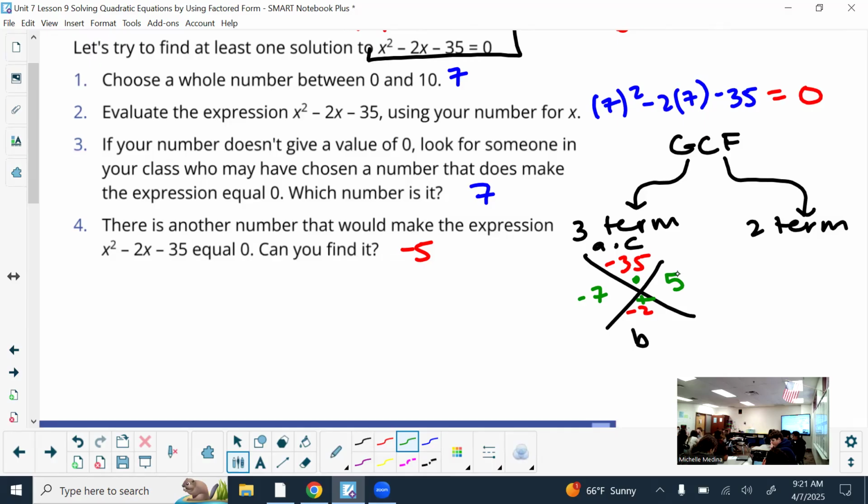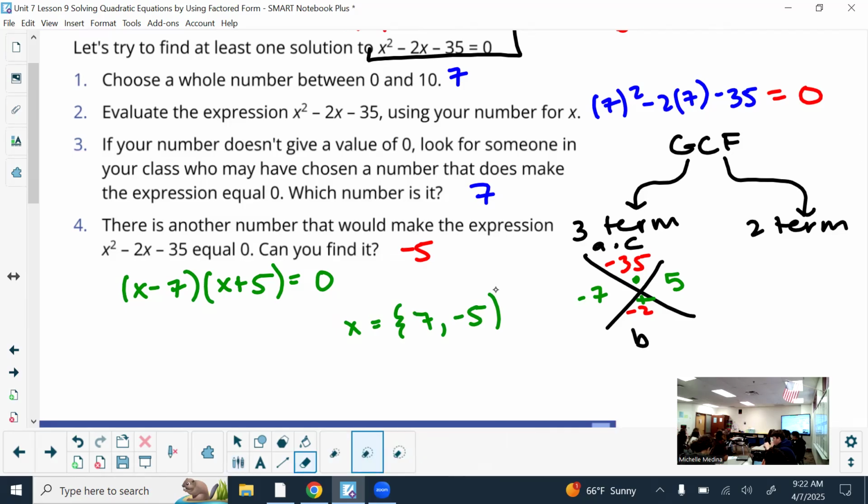Now, why might that be? Because remember, this gave us the factored form. So the factored form of this is x minus 7, x plus 5. Does everyone see that? That's why we did that, so we could get the factored form. But our solutions, the values of x that make it true, are still 7 and negative 5, because that's what x has to be to make it 0.